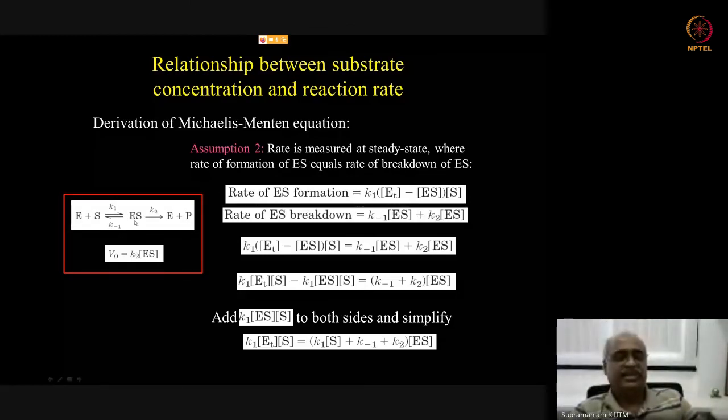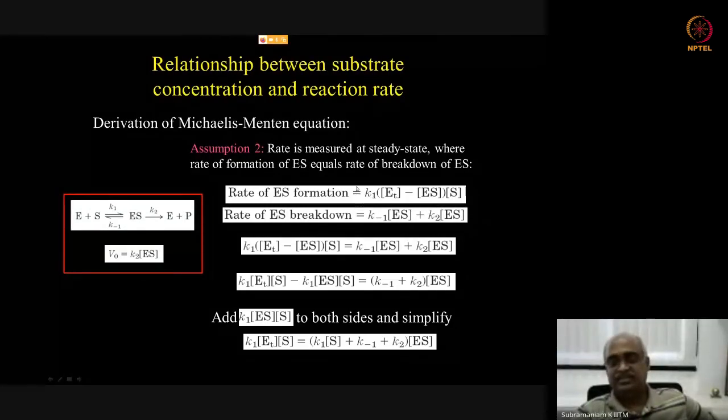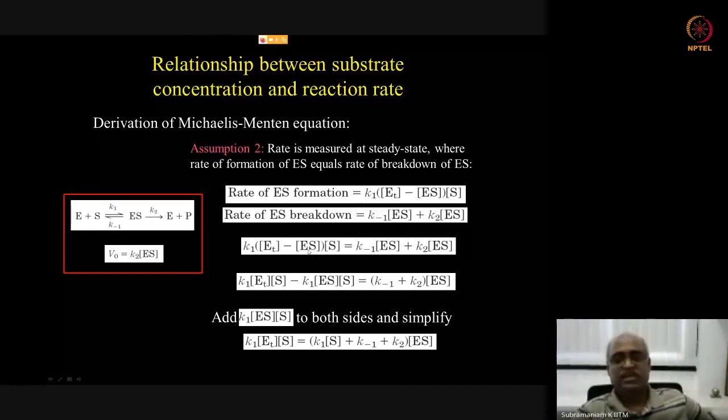So now let us look at the rate of ES formation. Rate of ES formation will be dependent on the concentration of these two, and we have already defined E equals ET minus ES, so that's introduced here. Instead of K1 times E times S, we are writing K1 times ET minus ES times S. And the rate of ES breakdown, therefore, is this. ES breaks down in both directions, so it is K minus 1 times ES plus also K2 times ES. If it is steady state, then this equals this, and that is stated here. Then you multiply this and you get this, then you rearrange and simplify, then you get this.